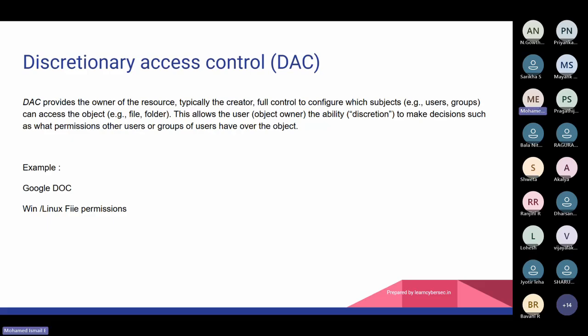Subject is the user, you or your friend or your colleague or your classmates, anyone who is going to access the object, which is Google document. As you are the owner of the document as a subject, you can grant or revoke the permission anytime. No one is centrally managing or overlooking what you are doing with that document. This is called a DAC.